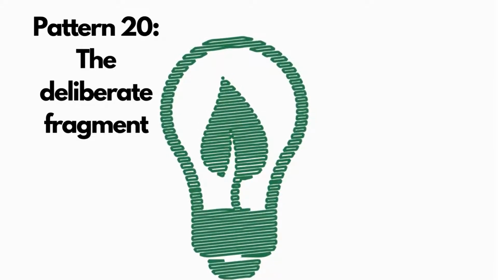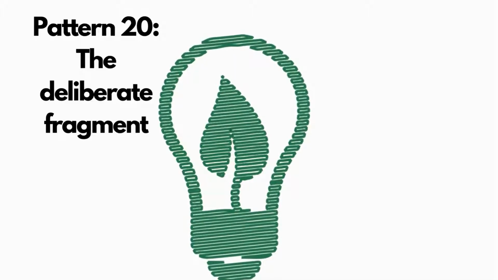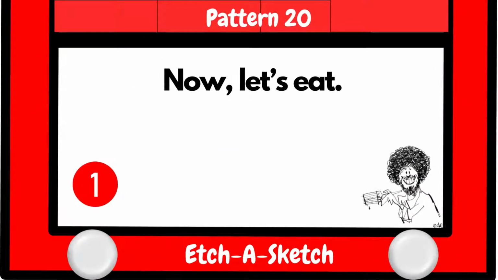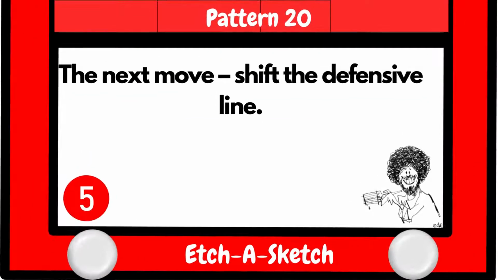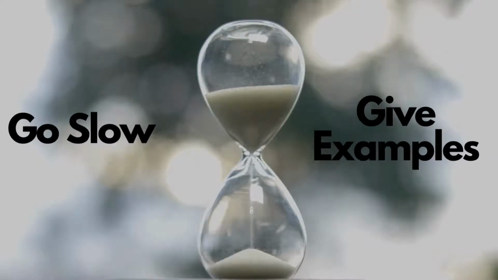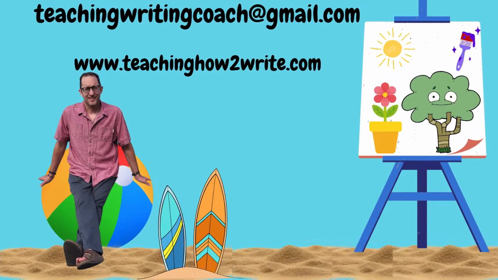And then to wrap things up perfectly, ta-da, pattern number 20, the deliberate fragment. So we might say, now let's eat. So the now is the deliberate fragment. And then number 2, first, tie your shoes. So the first is the fragment. And then I got 3, 4, and 5 right there. So as always, your students might need a little bit more modeling and might need to see some more exemplars. Some of these patterns are more challenging than others, so I had to be Johnny on the spot and crank some off the top of my head just to demystify it for kids. But invariably, they get it, they see it.